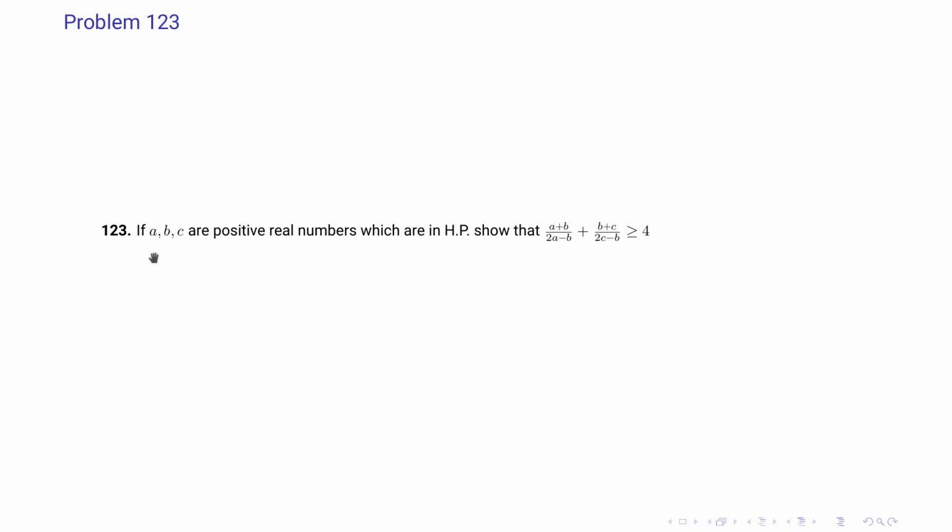Problem 123 says that if A, B, C are positive real numbers which are in HP, show that (A plus B) by (2A minus B) plus (B plus C) by (2C minus B) is greater than or equal to 4.